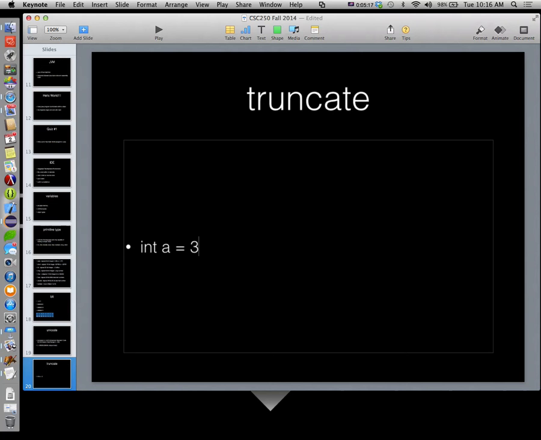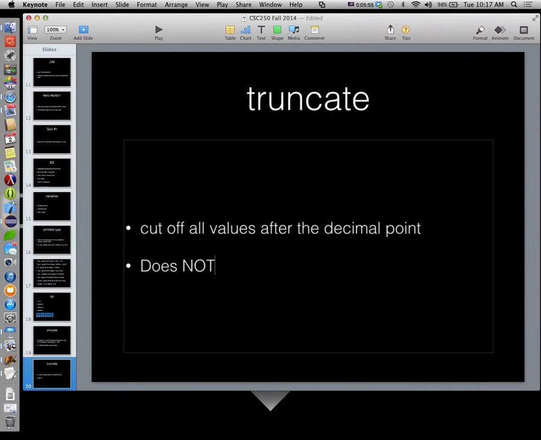Now the reality is most compilers will yell at you. They say, possible loss of precision. Are you sure you want to stick a number with 9 decimal places into an int where you're losing all of that? All that information's gone. All right, that makes sense? So truncation is what happens when we put a double or a float into the form of an integer. Cut off all values after the decimal point. Does not round.